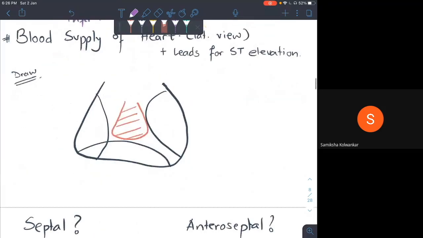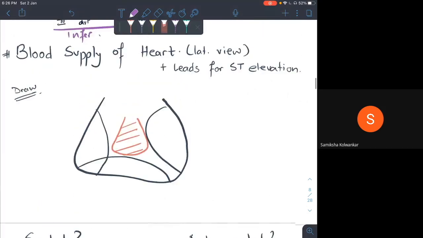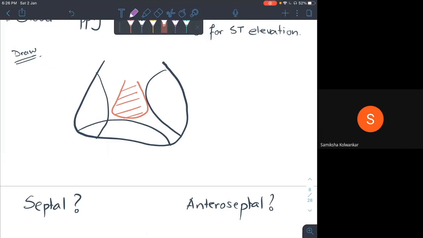So blood supply of this entire system can be simplified into 3 sections. Let me just give you this: this is anterior, this is posterior, this is superior, this is inferior. Now, if you look at the anterior wall, this anterior wall is supplied by the anterior descending branch of the left coronary artery.